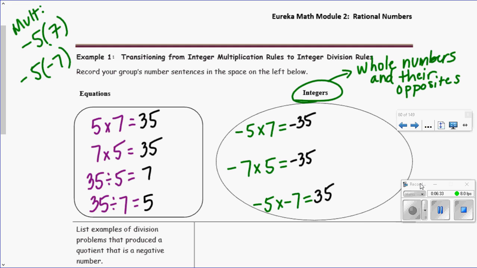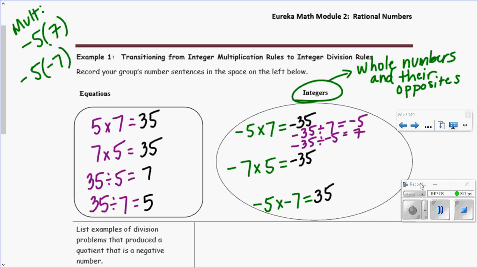Okay, so now what we can do is if we know that -5 times 7 is -35, well, what if I had -35 divided by 7? Well, I can tell from the problem that that's going to give me a -5. What if I had -35 divided by -5? Well, it has to be the other factor there, which is +7.